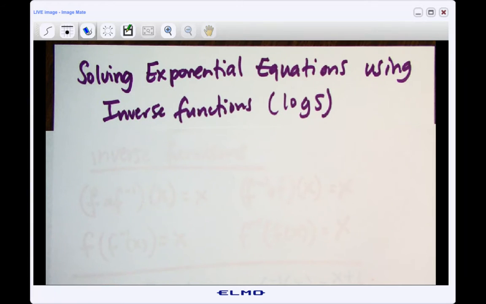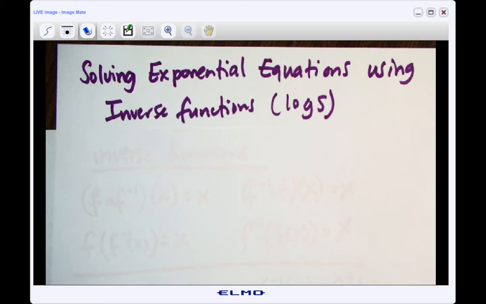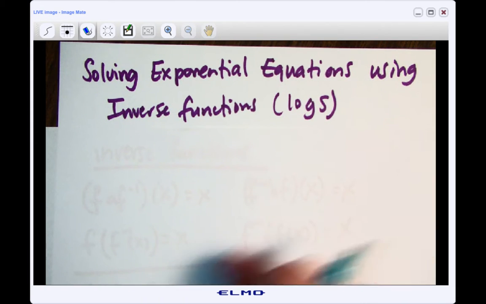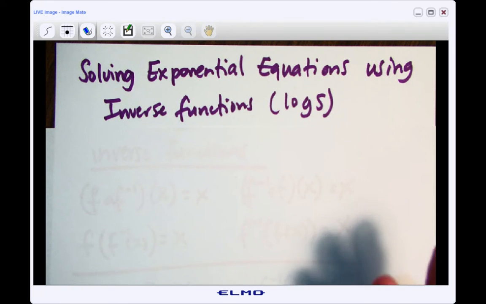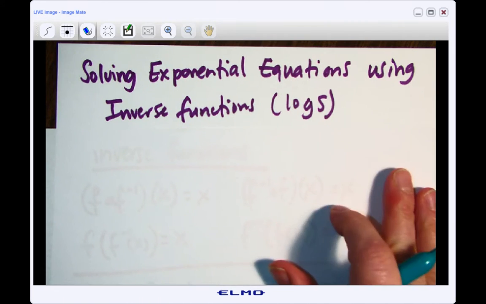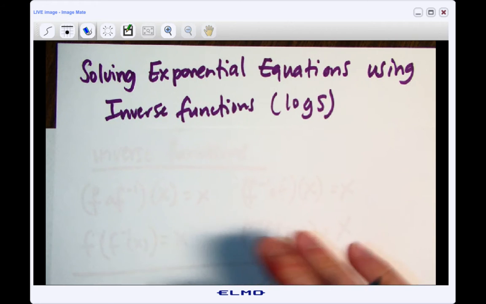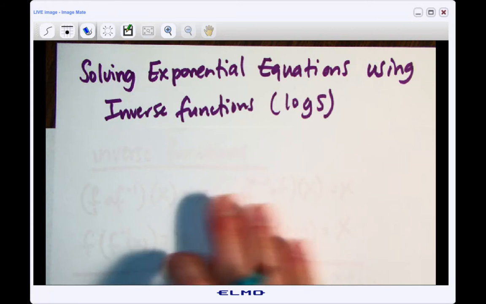So let's think for a few minutes about the things that we know about inverse functions. We talked a lot about inverse functions. We know lots of things about them. We know that their graphs reflect over the line y equals x. We know that to get an inverse function, you switch the x's and the y's and you solve for y. We know that the input of a function is the output of its inverse function.